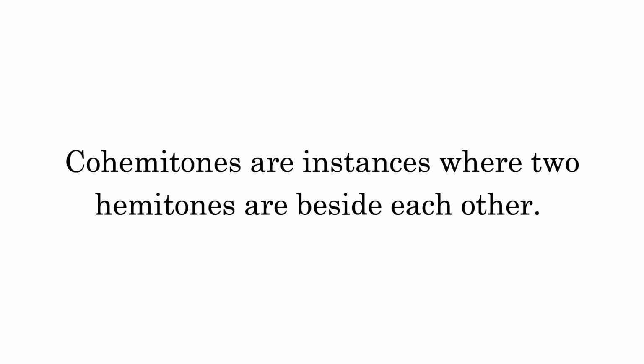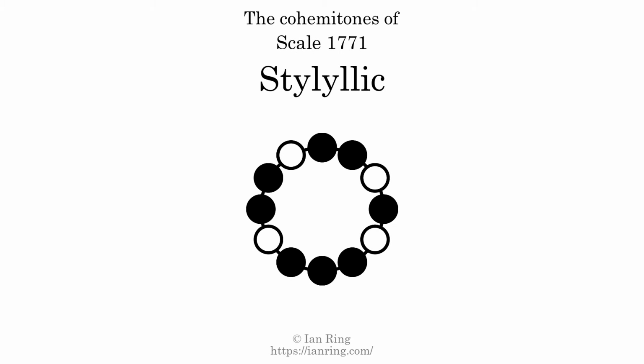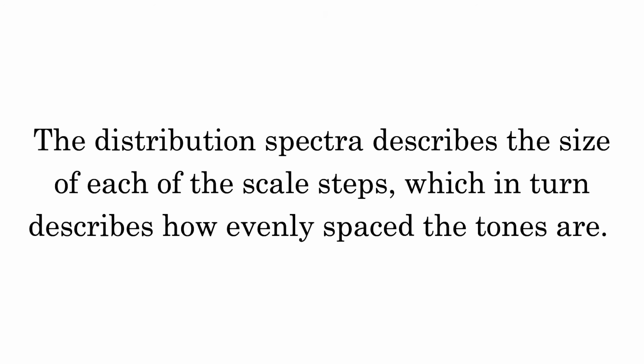Cohemitones are instances where 2 hemitones are beside each other. This scale has 1 cohemitone here. The distribution spectra describes the size of each of the scale steps, which in turn describes how evenly spaced the tones are.